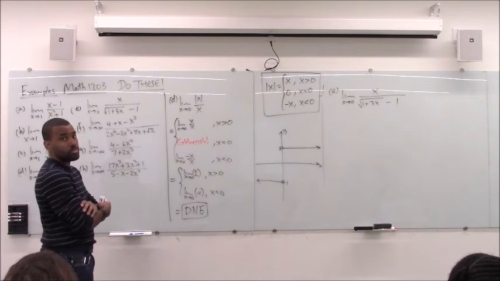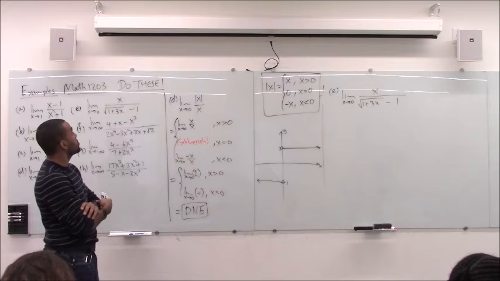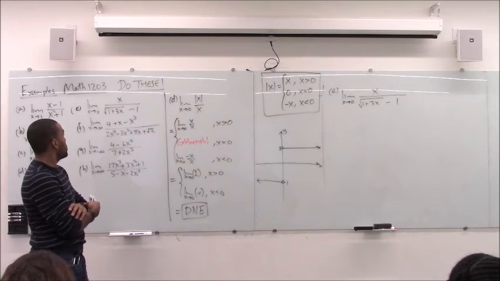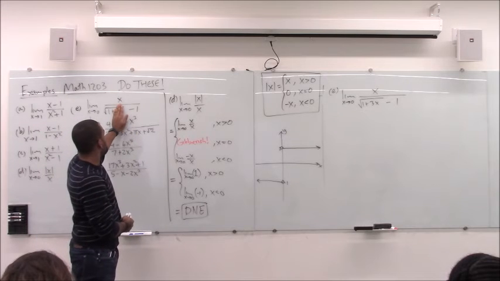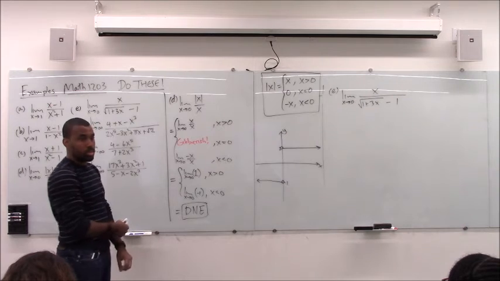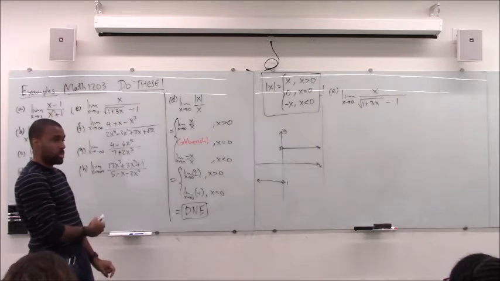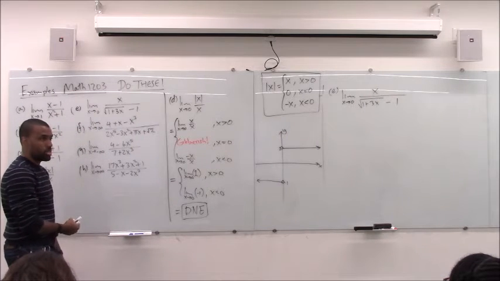Can you just plug in 0? If I plug in 0, that's gone, so it's the square root of 1 minus 1, right? In the denominator. The square root of 1 is 1. You'd actually divide by 0 by plugging in, so plugging in directly does not work.